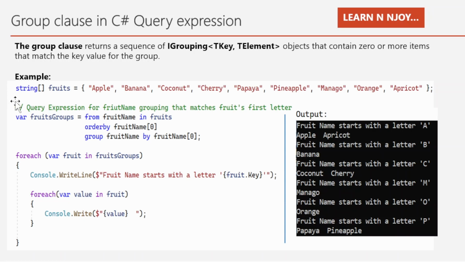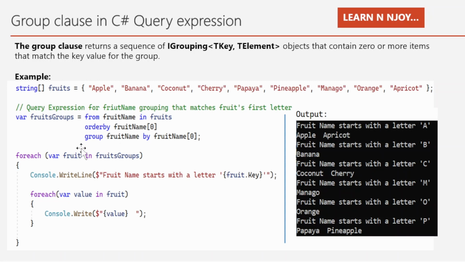Let's suppose we have this string array, string fruits, right? It contains fruit names like apple, banana, coconut, and so on, right? And in the next statement, I have written this query expression that is just going to group based on the fruit's first character that matches with the other fruit names, right? So I have written var fruitGroups equal to from fruitName in fruits orderby fruitName[0] group fruitName by fruitName[0].